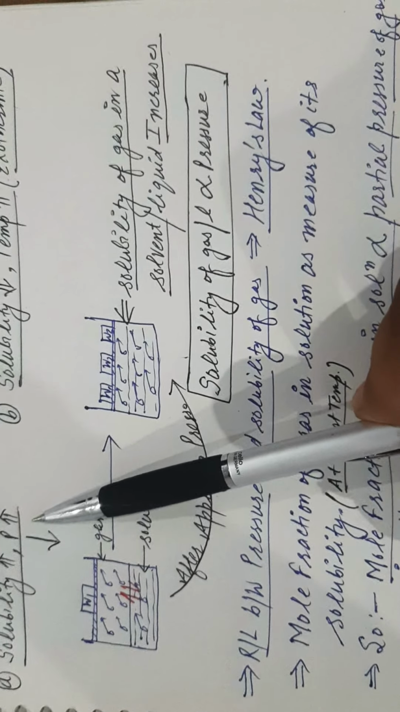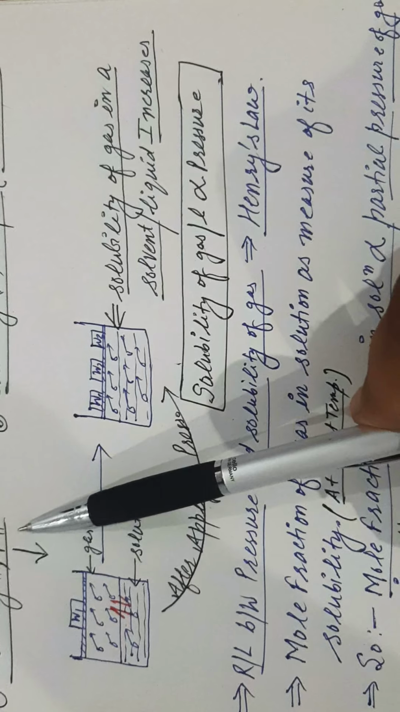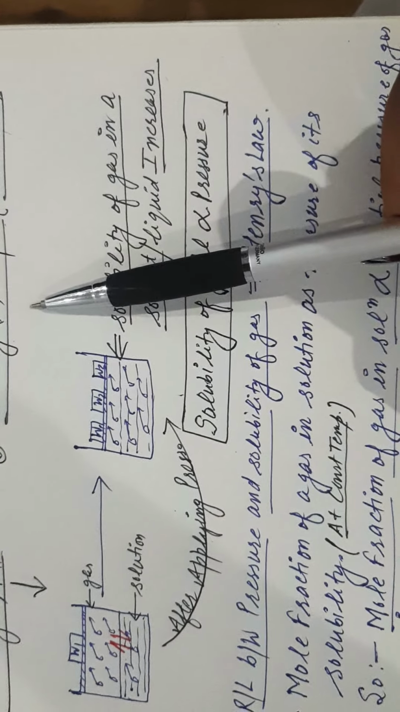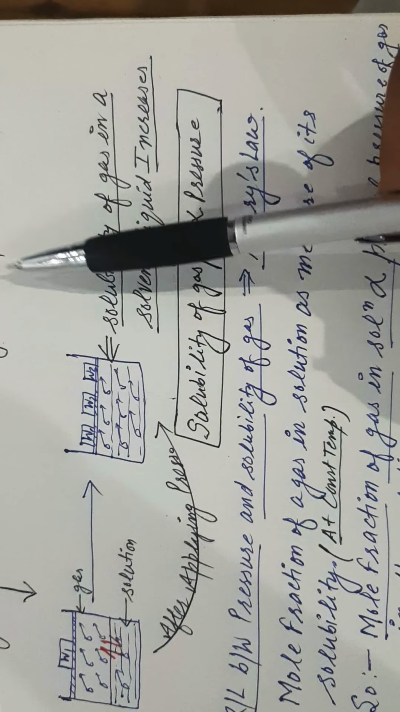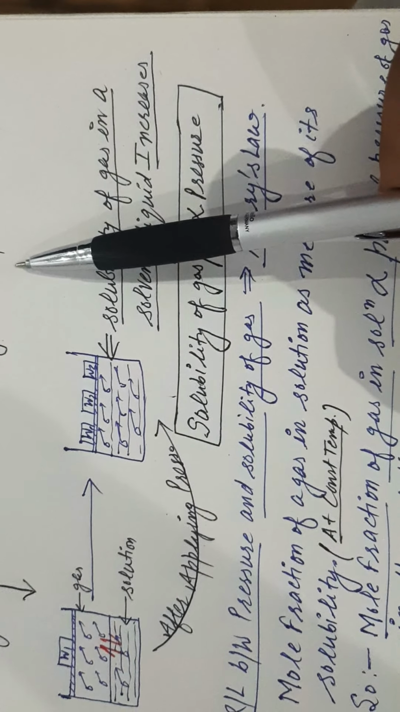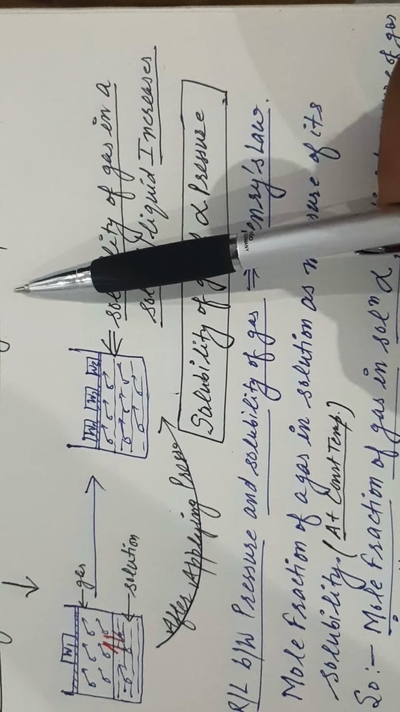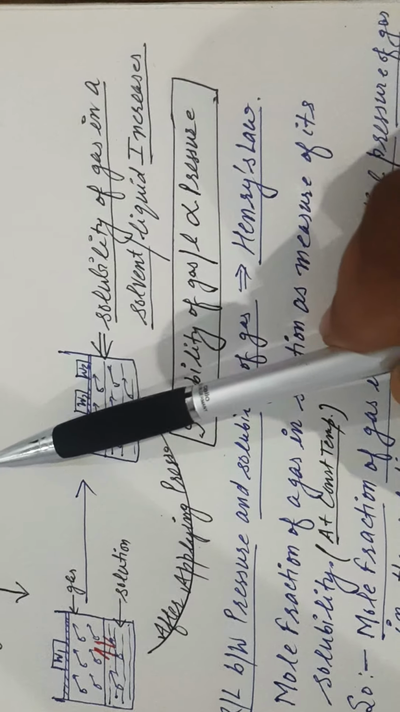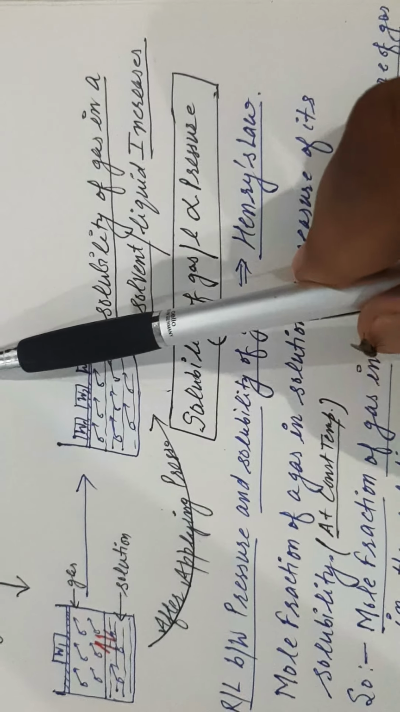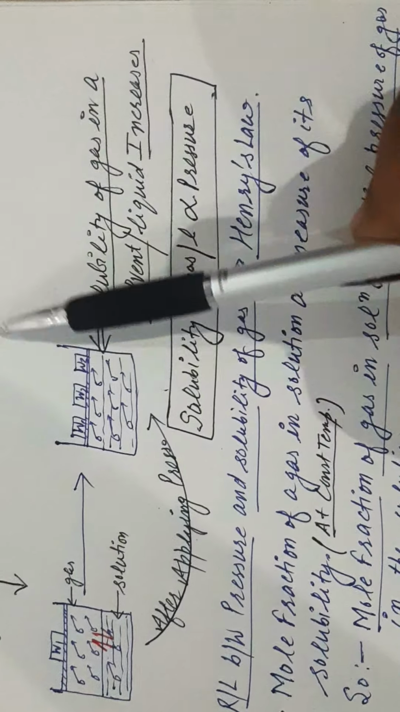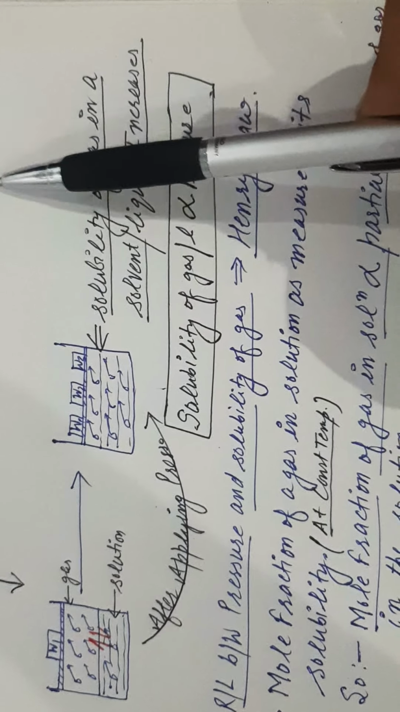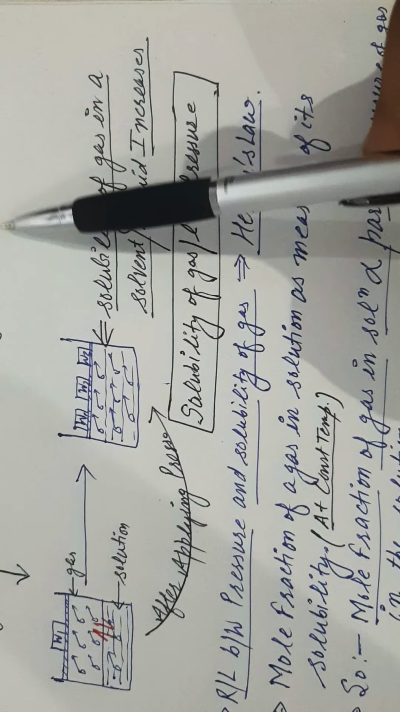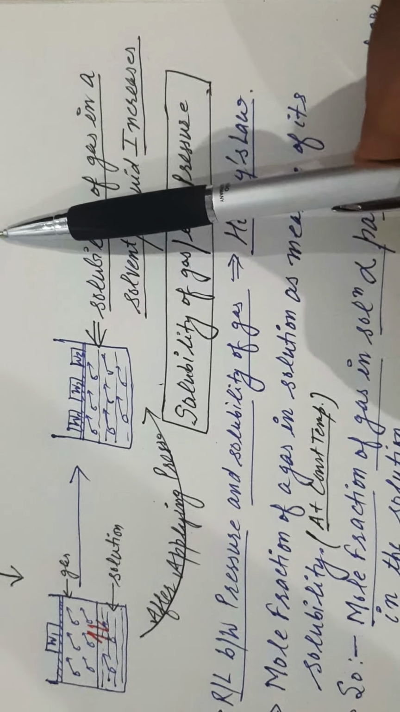Pressure plays a very significant role for the solubility of a gas in a liquid, and temperature in this case plays a negative role, or we can say an inverse role, because when a gas is dissolved in a liquid, this dissolution process is exothermic, and for an exothermic process temperature should be lower. So in this case, as you increase temperature, solubility decreases.